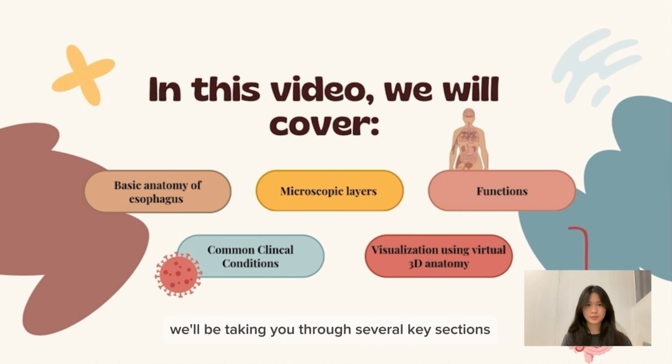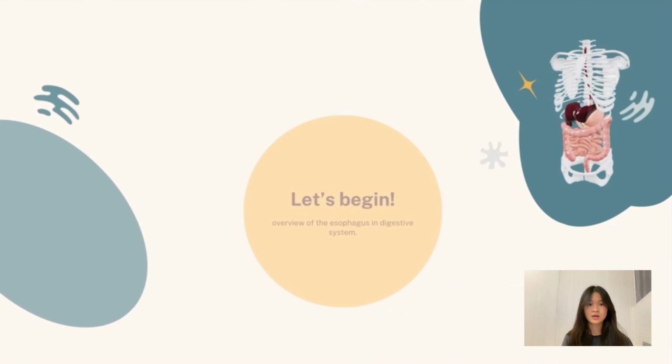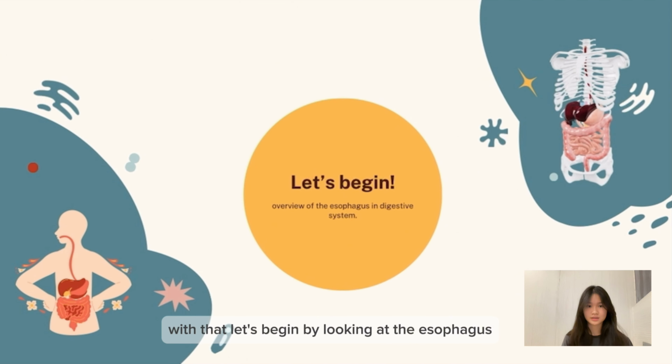In this video, we'll be taking you through several key sections. We'll start with the basic anatomy of the esophagus, on where it's located and how it's arranged in the body. Then we'll also look at its microscopic structure, followed by how it functions during swallowing. We'll also cover a few common conditions that can affect the esophagus. To help visualize everything more clearly, we'll be using a virtual 3D anatomy model to show different angles of the esophagus. With that, let's begin by looking at the esophagus within the digestive system.